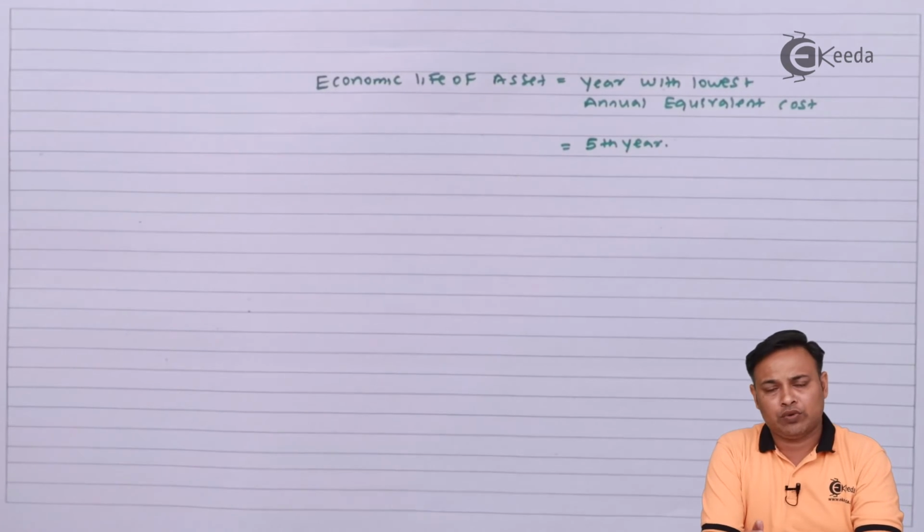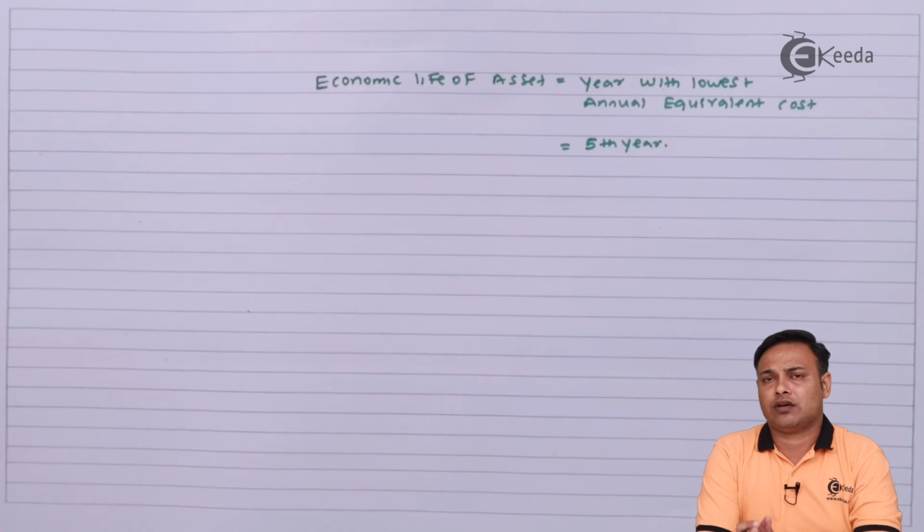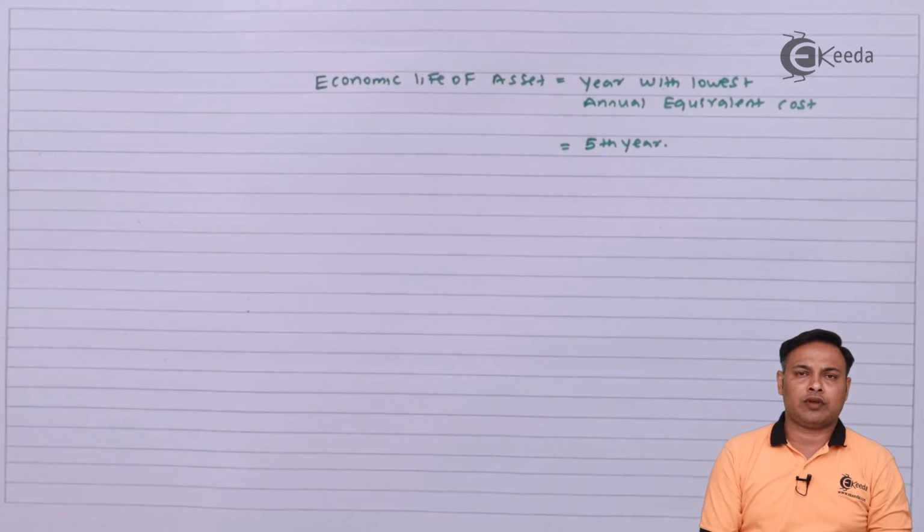So since my annual equivalent cost is lowest in the fifth year, I will say that 5 years is the optimal time, or it is the most economic life of the asset, and after 5 years you should replace the machine. So this was the problem based on economic life of the asset.